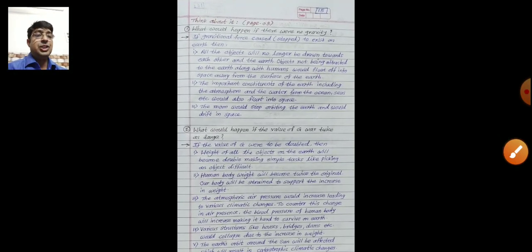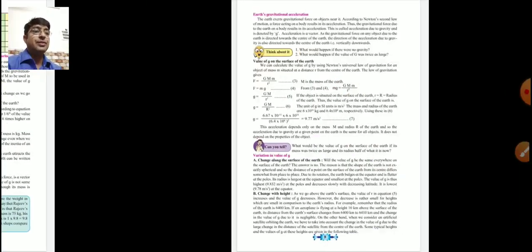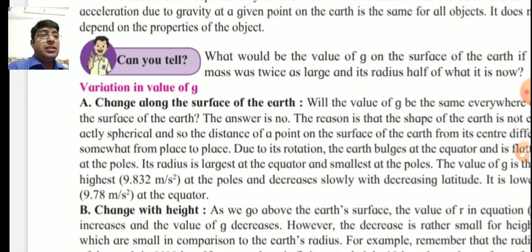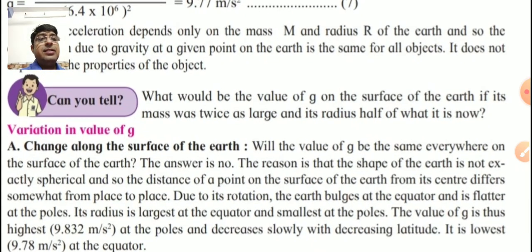So we revise this answer. Okay, we are going back to our main page. So all are getting it. Next point. Here, one question is given for us, so you try to find out the answer.